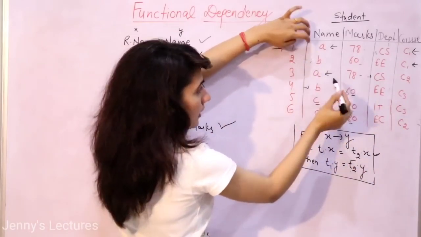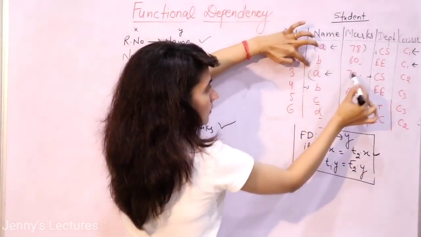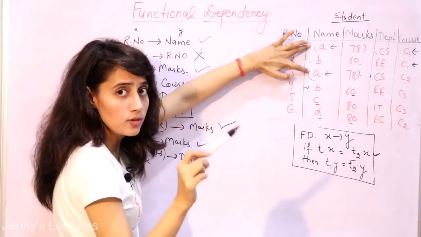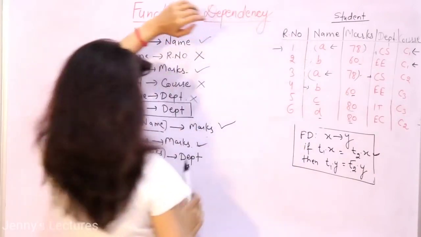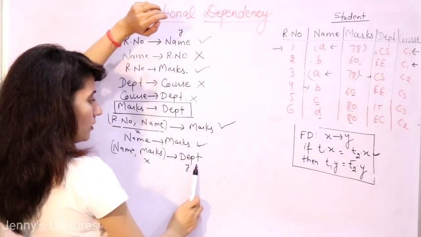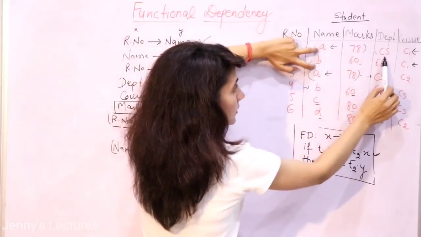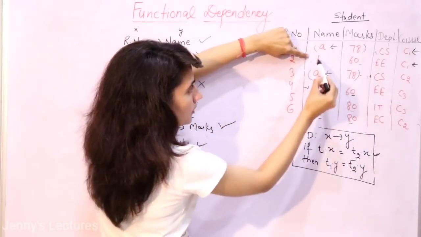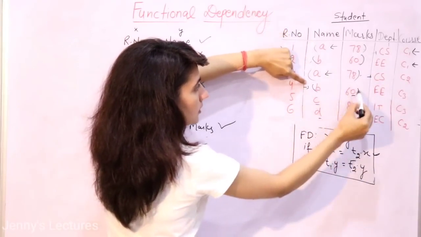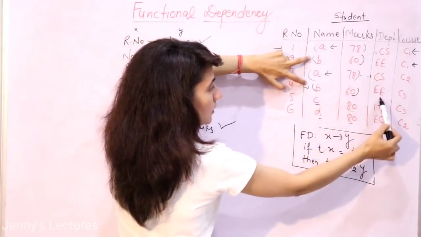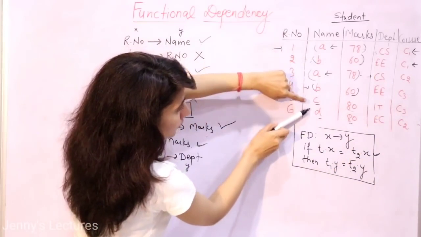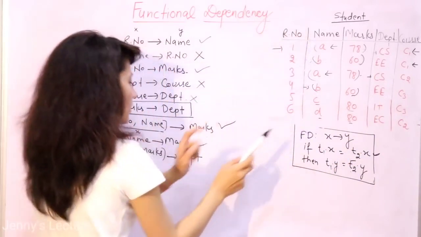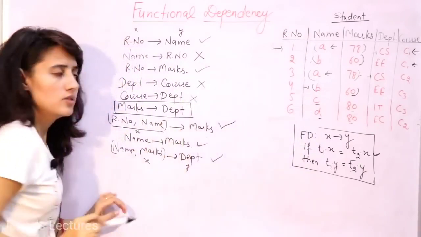Now here I am taking this tuple and this tuple. Now see A78, A78. Value is same, X value is same. Now check value of Y. I want to determine department. Now department is CS, for this also it is CS, no problem. Now this and this combination is also same, B60, B60. Now department EEE, no problem. Now we don't have any repeating combination of name and marks, right? So now this is also a functional dependency in this table.